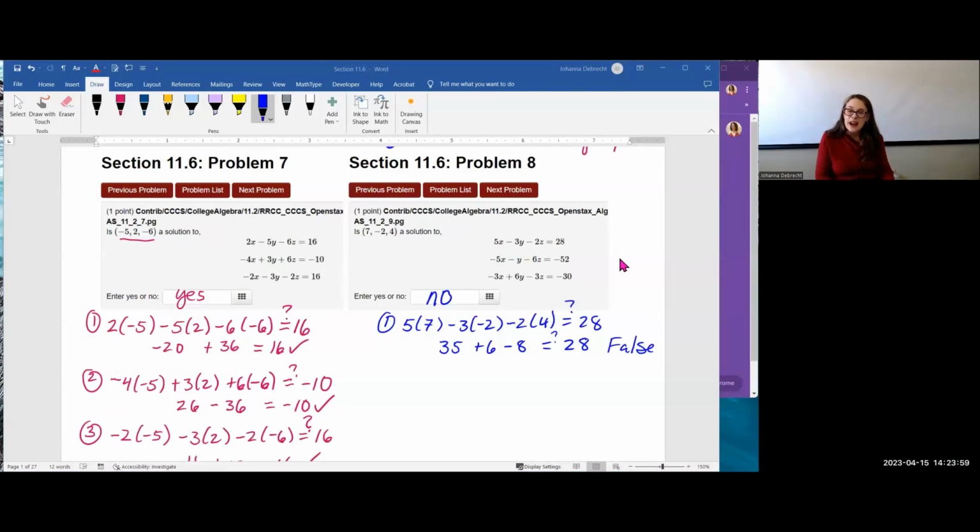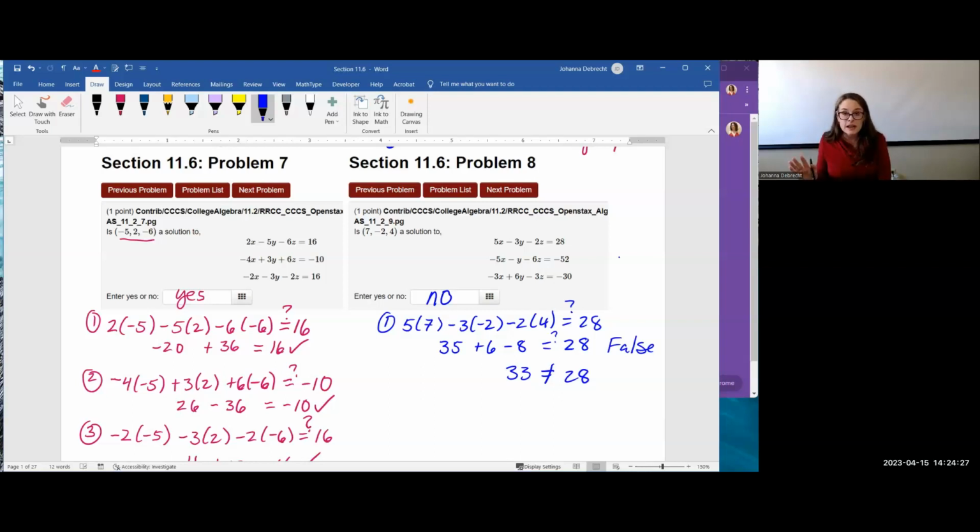You'll notice I don't have a lot of work written down because when I checked it in the first equation, it failed. 35 plus 6 is 41, and 41 minus 8 is not 28, right? So when I'm looking at this, I got 33 equals 28, which is false. That's not true. 33 does not equal 28. And that means that that point is not on the first equation.